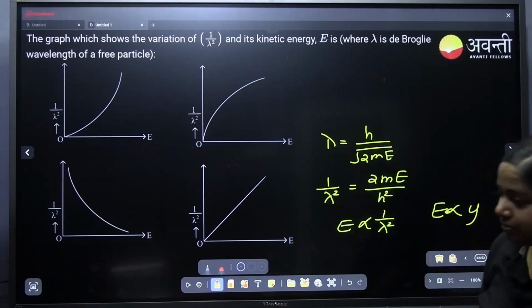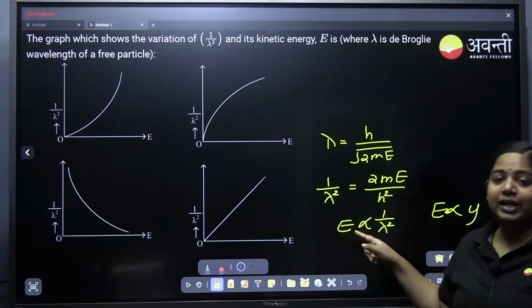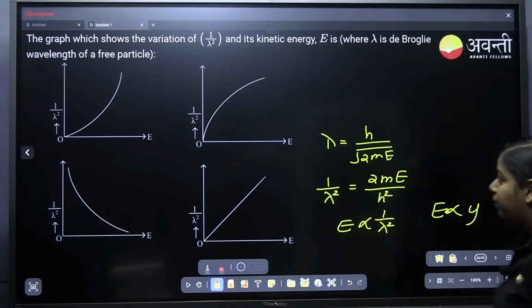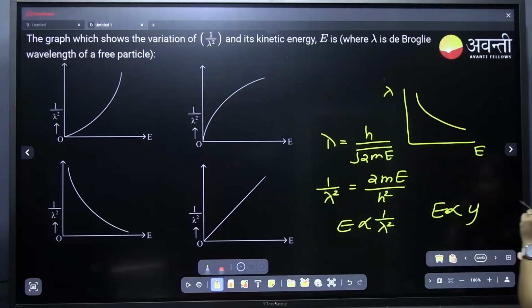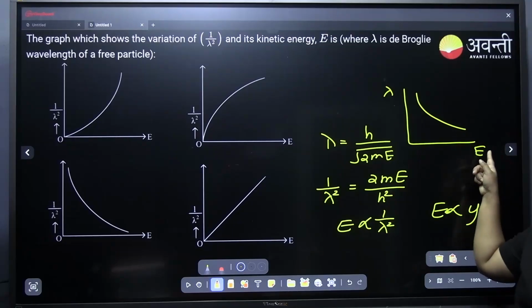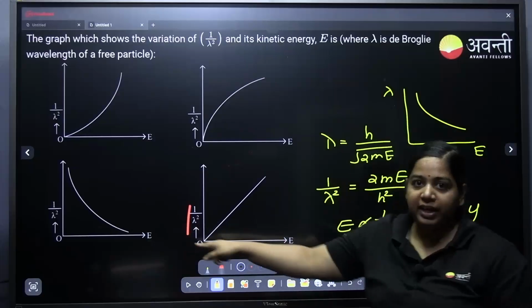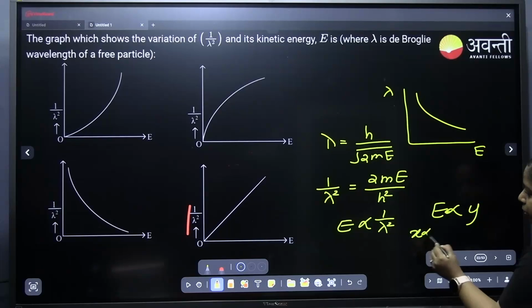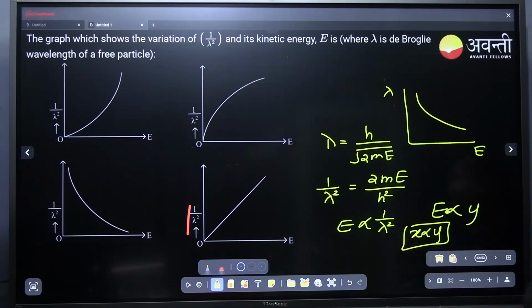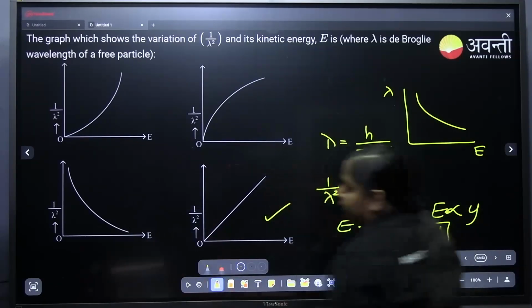C. Are you sure? It is directly proportional. If you are thinking about 1 by lambda square with lambda, lambda versus E will be like this. Any option A? No. Lambda versus E will be like this. But they are already plotting 1 by lambda square on the y. So E is proportional to y, and E is x, so x is proportional to y. What graph is that? That is option D, a straight line graph.